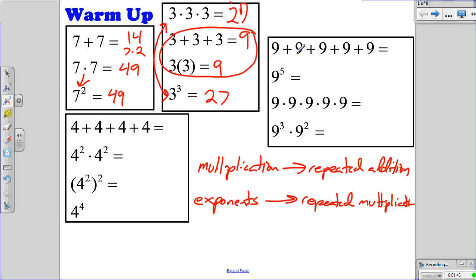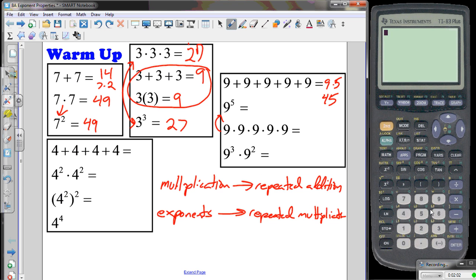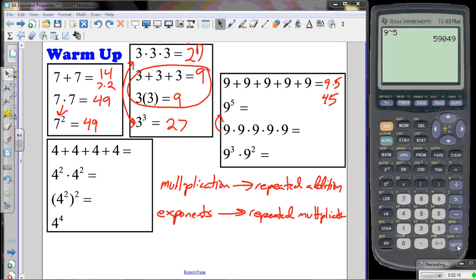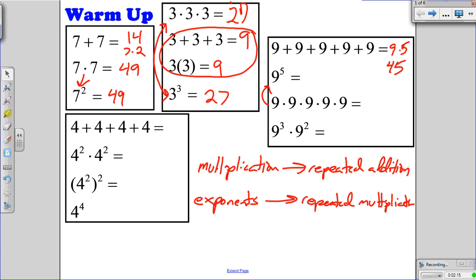So look over here. 9 plus 9 plus 9 plus 9 plus 9. That's really 9 times 5, which is 45. Okay. Now let's jump down here. 9 times 9, 5 times. That is the same thing as 9 to the 5th power. Now again, let's see what that value is. So we're going to turn on a calculator and do 9 raised to the 5th power is equal to 59,049. And notice how big it gets, okay?